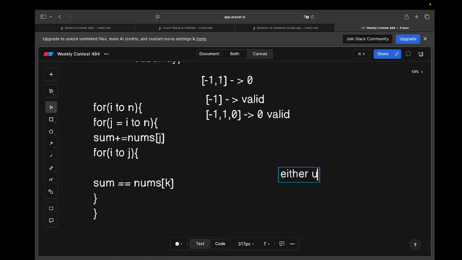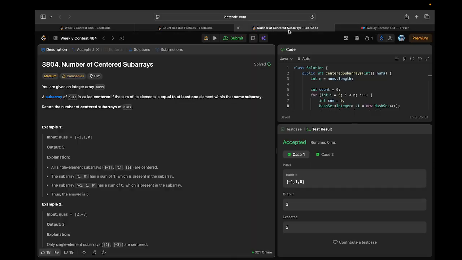You can use a map, which will also work, and you can also use a hash set over here. They both give you the answer. In this particular solution, I have used a set. So this is the whole idea behind this particular problem. I think it should be an easy to medium problem, not that difficult. So let's see the code.